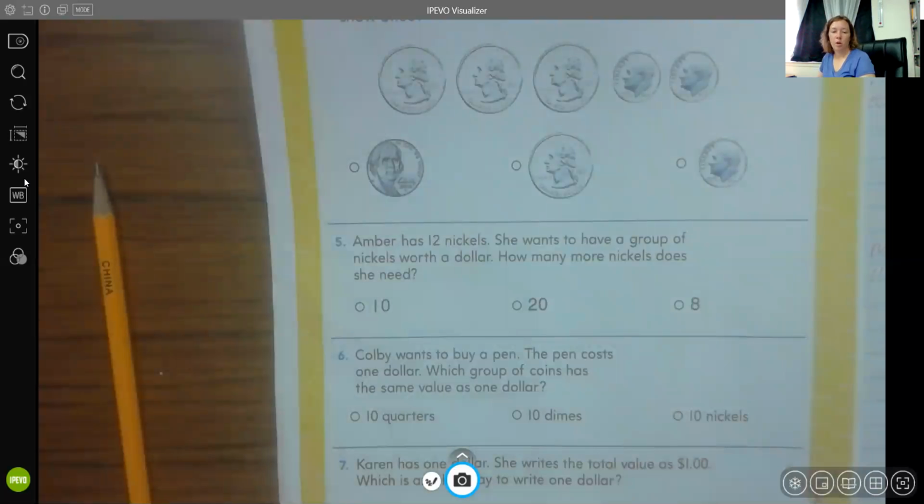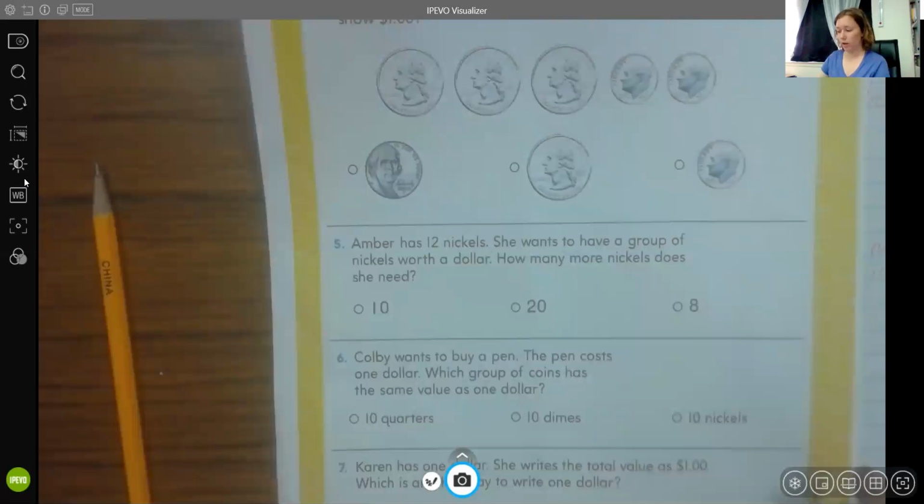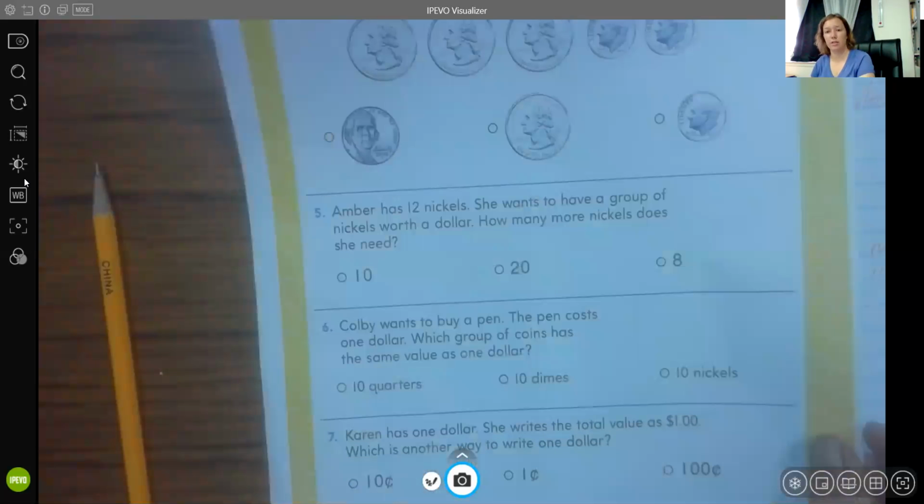Okay. Colby wants to buy a pen. The pen costs $1. Which group of coins has the same value as $1? Okay, so 10 quarters. Quarters are worth 25 cents, so you'd have to add it up. Is that $1? Is that 100 cents? 10 dimes, count them up. Is that $1? Is that 100 cents? Or 10 nickels? Is that $1 or 100 cents? Because $1 is 100 cents.